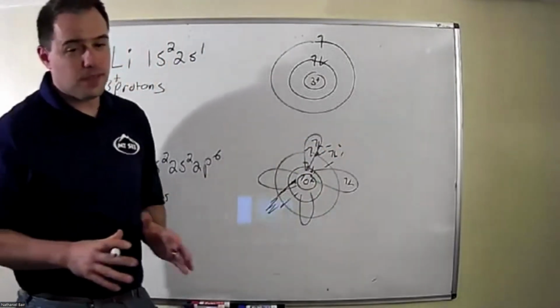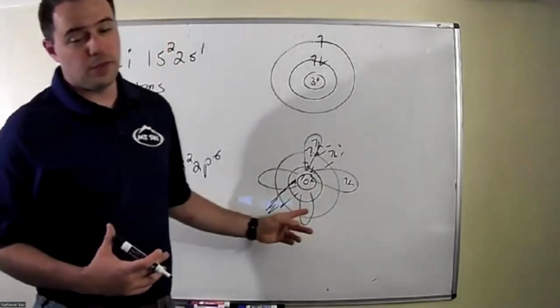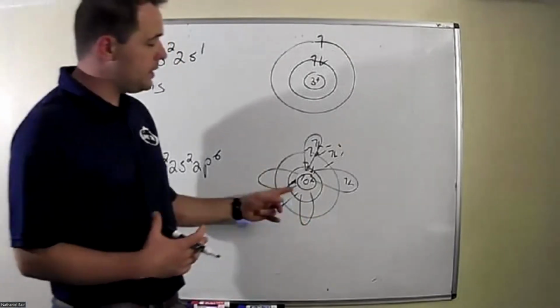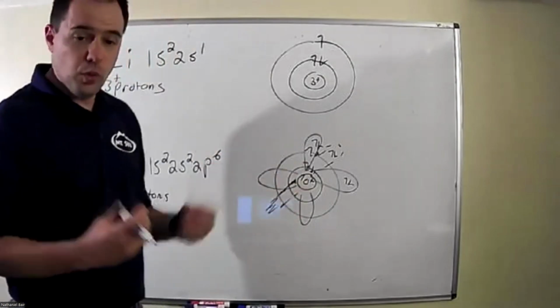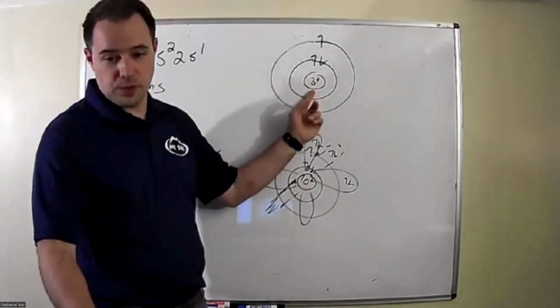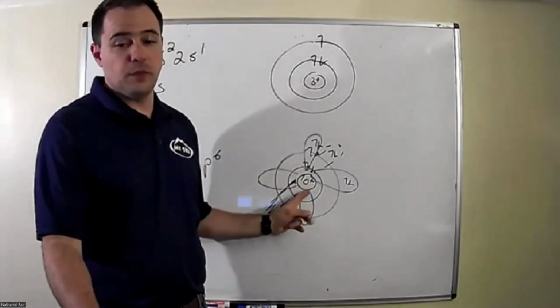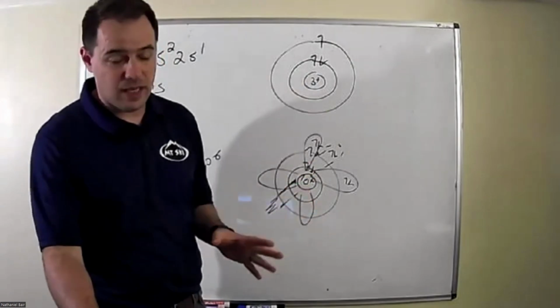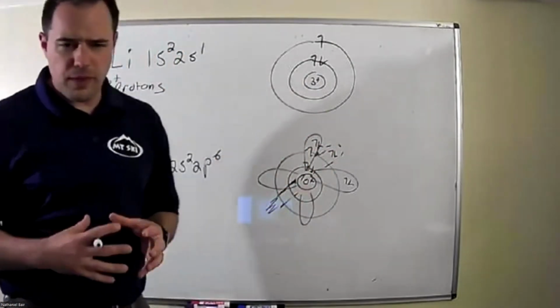Well, if you think of the nucleus like a magnet, it's easy to see why this guy is so much smaller. Okay, this guy's nucleus is pulling with over 3 times the force, right? 3 times the force of lithium would be 9 protons. This got 10. It is really pulling everything in.